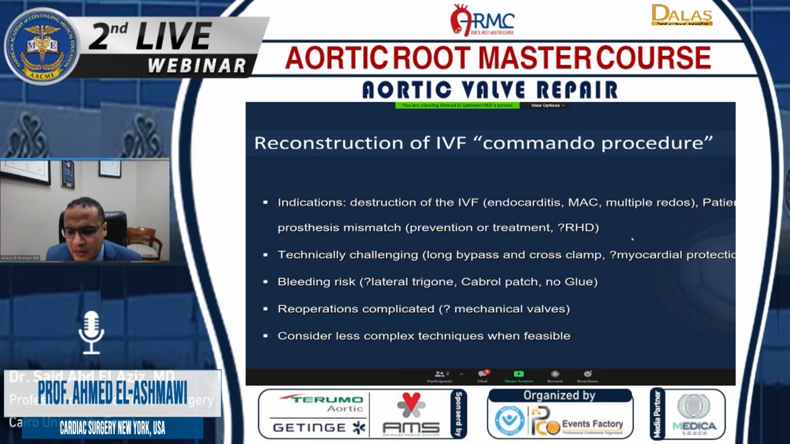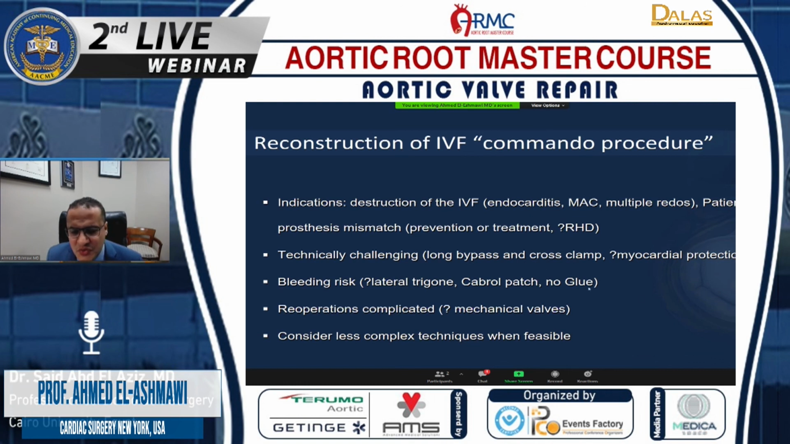So we have to pay a lot of attention to myocardial protection. We use almost continuous retrograde cardioplegia in these cases, and specifically we measure the septal temperature to make sure the heart is cooled down during the procedure. We aim for a septal temperature of less than 15 Celsius. Again, bleeding risk big time, especially from this lateral trigonal area. A Caprol patch can be used, not uncommon in this situation, if you cannot see exactly where the bleeder is.